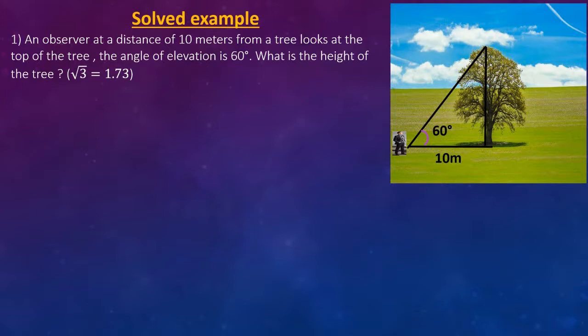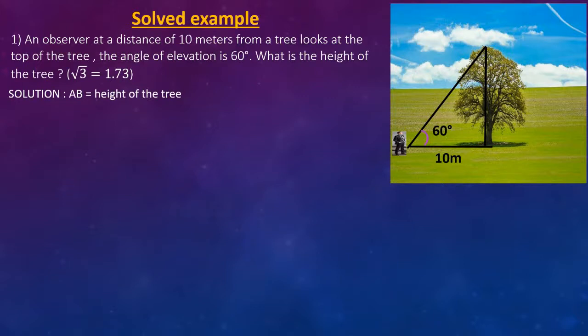Okay, now let us try to understand the question first. There is an observer standing 10 meters away from the tree and he is looking at the top of the tree. Whenever a person is looking at the top of the tree, it means he is looking above. That means the question is related to angle of elevation here. Also, they have given that the angle of elevation is 60 degrees and they have asked us to find the height of the tree. Also they have given the value of root 3 as 1.73.